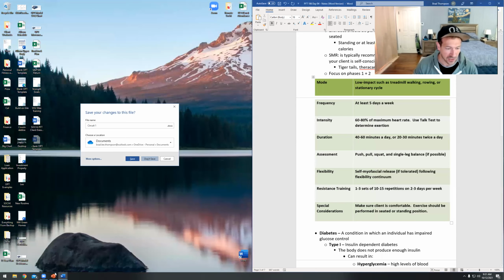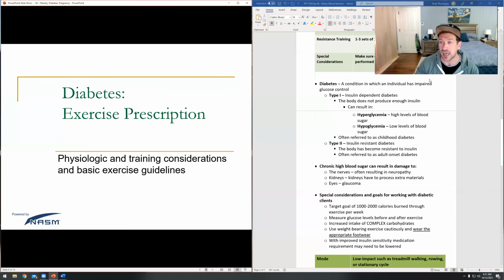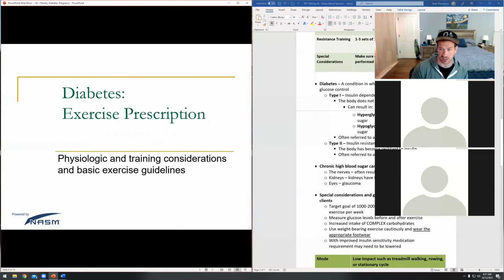All right, let's look at our next population here. So let's talk about diabetes. This is going to be really similar to obesity. I mean, a lot of diabetes is caused by obesity. However, you may run into somebody who has type 1 diabetes. It's certainly rare. It'll be 5% of the time that you have somebody with diabetes.